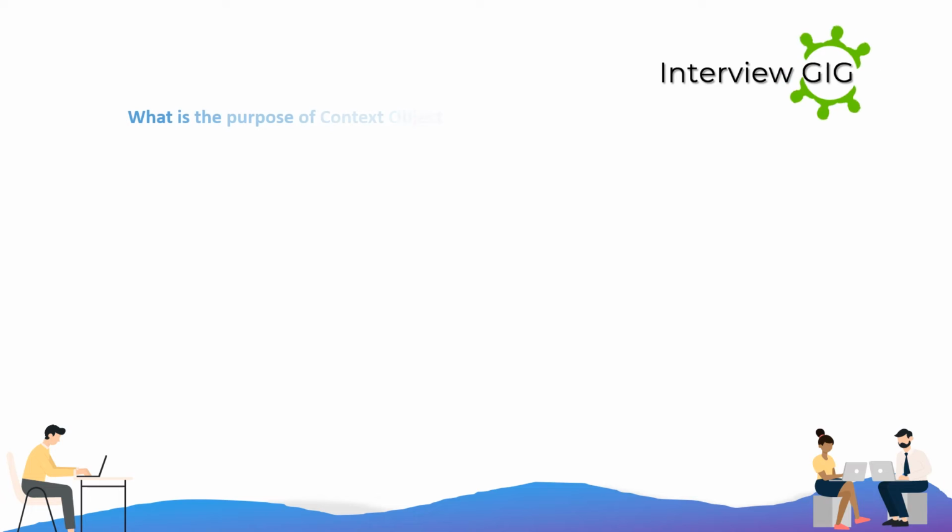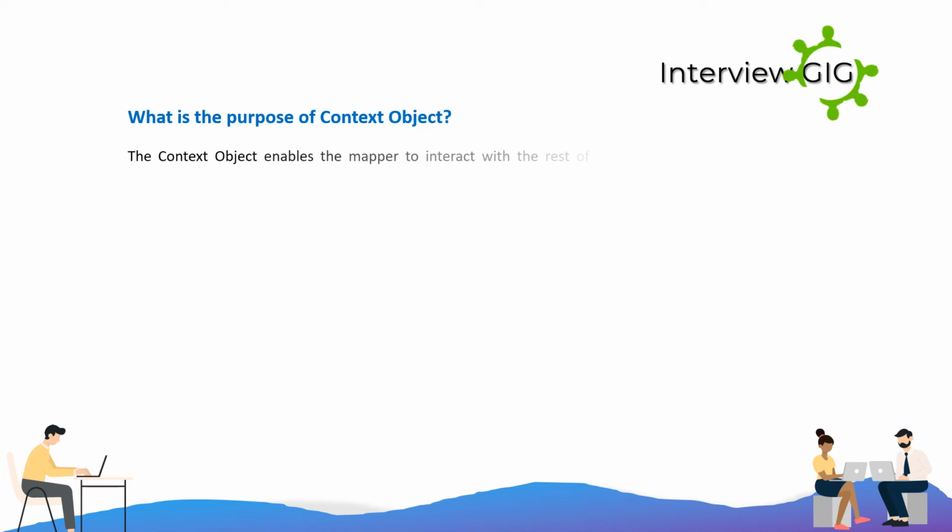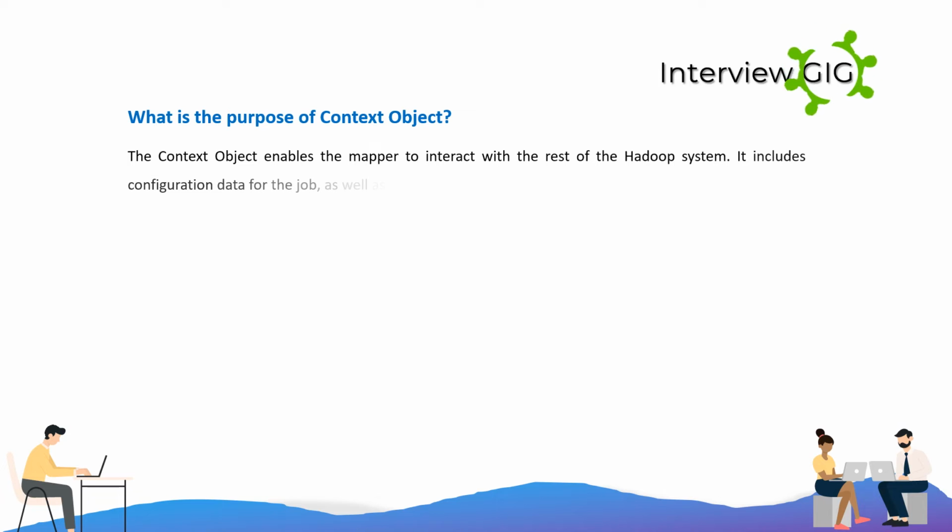What is the purpose of the context object? The context object enables the mapper to interact with the rest of the Hadoop system. It includes configuration data for the job, as well as interfaces which allow it to emit output.